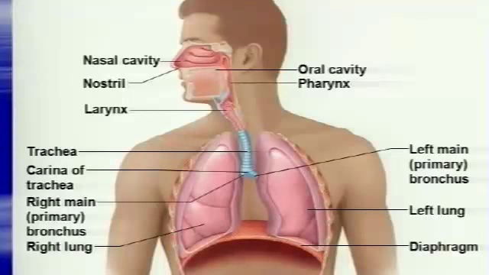So there's the carina there. That's where it bifurcates, okay? And splits down to those two primary main bronchi.